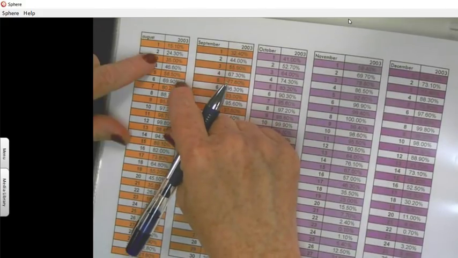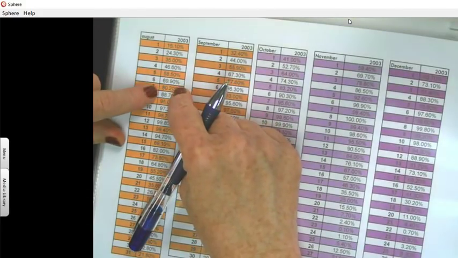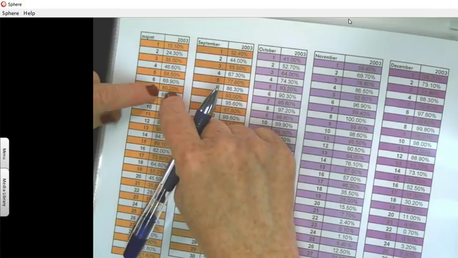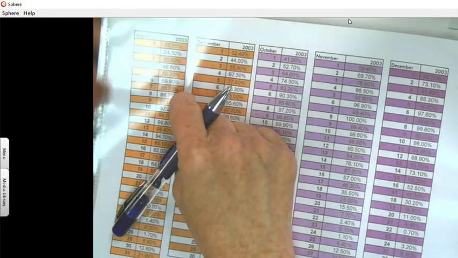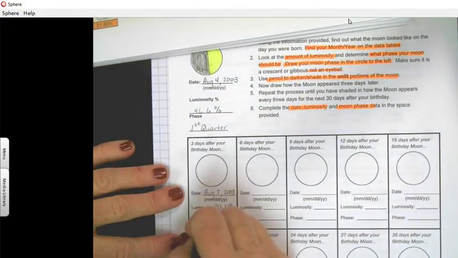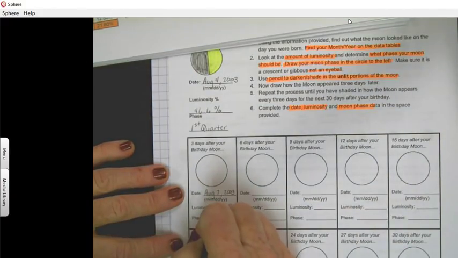And since I just had my first quarter, I know that 80 is pretty far from 100%, so it's not going to be a full moon. So that means I must be in a waxing gibbous. All right, waxing gibbous.